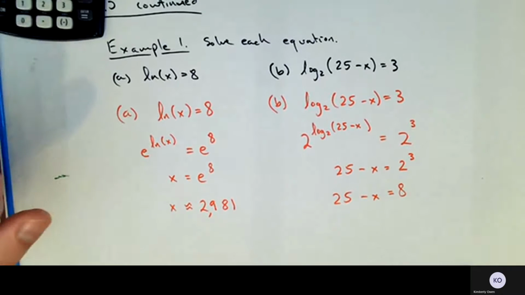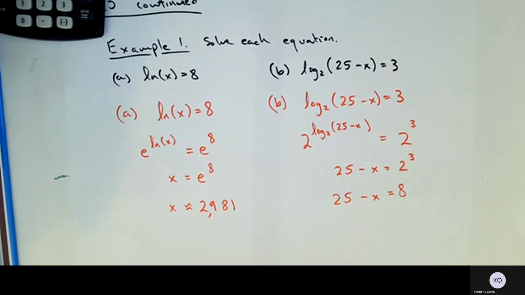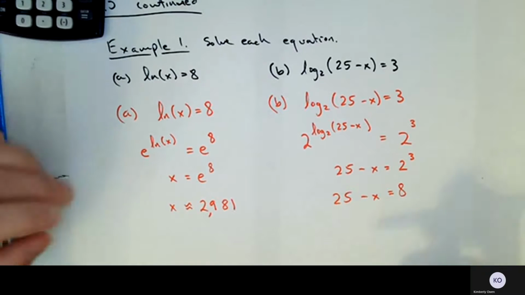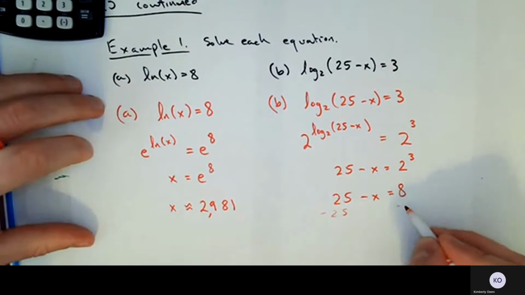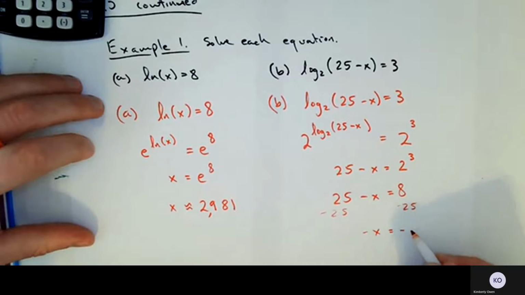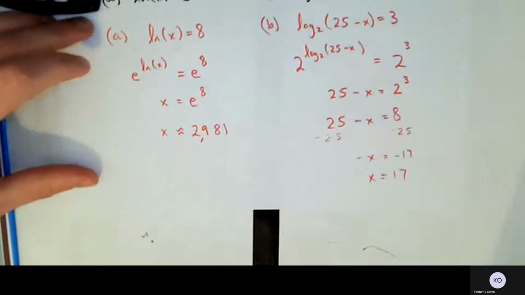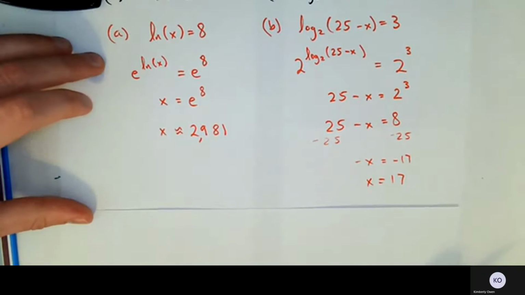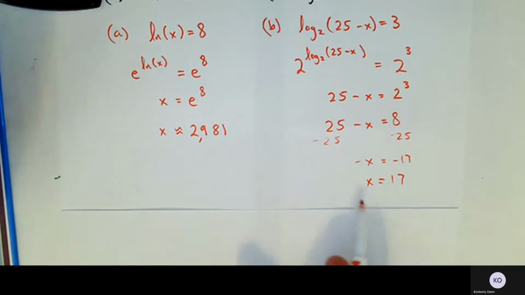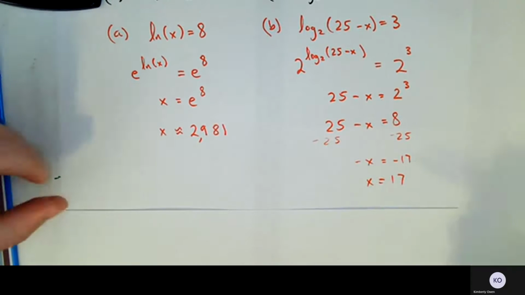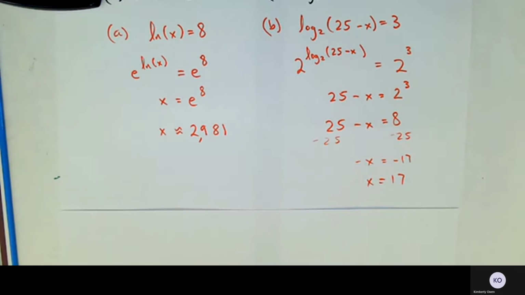And now I solve for x. So the last steps, once you get rid of the log, should be relatively easy. It's just a linear equation. You can solve it however you want to, add the x, subtract the 8, or I'll subtract 25 from both sides. So I have negative x is equal to negative 17. So then x must be positive 17. And then, of course, when you get an answer like that, you don't need to get an approximate answer, because this is fine, right? There's nothing to plug into the calculator. It's just a whole number. So this would be the entire answer there.